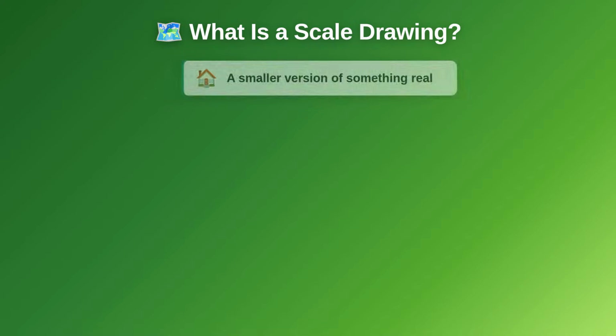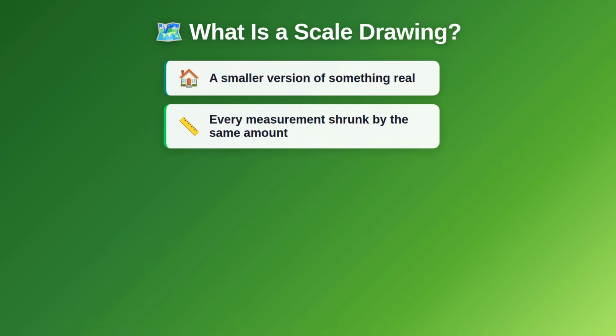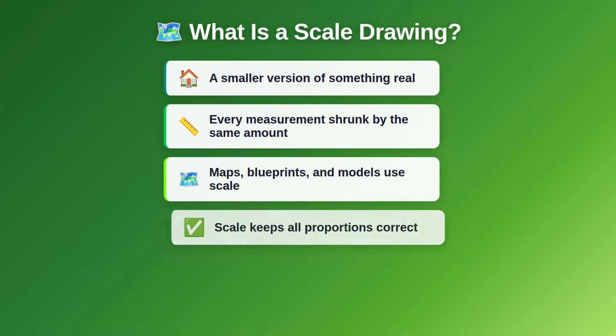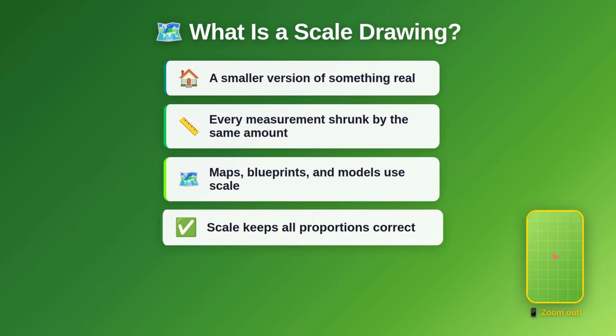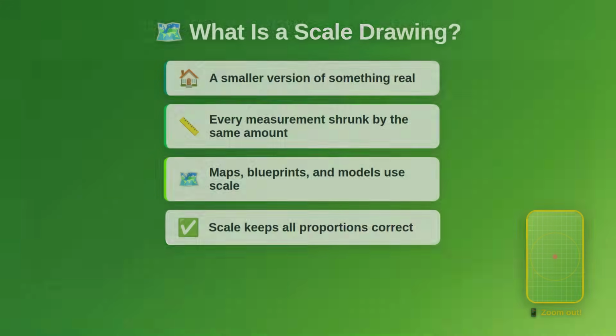So what exactly is a scale drawing? It's a drawing of something real, like a room, a building, or a whole country, where every single measurement has been shrunk down by the same amount. That word, same amount, is the key. Because if you shrink some parts more than others, your drawing becomes a crazy distortion. Scale drawings keep everything in perfect proportion, so the drawing looks exactly like the real thing, just smaller. Think of it like zooming out on your phone's map app.